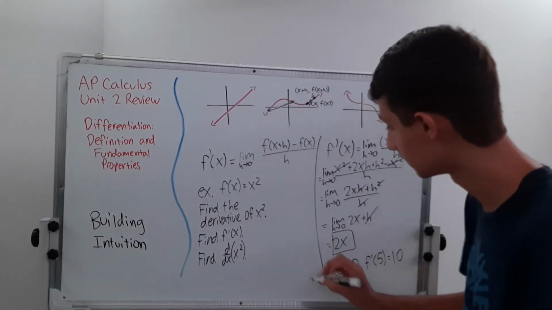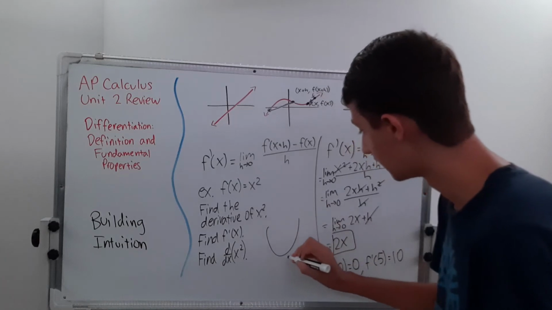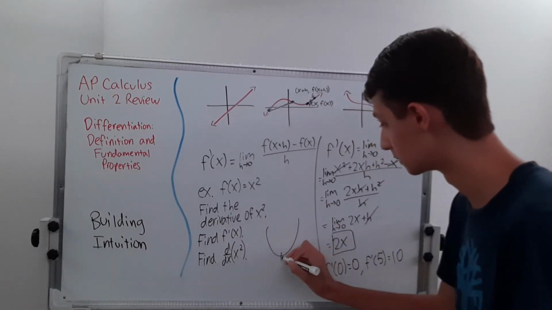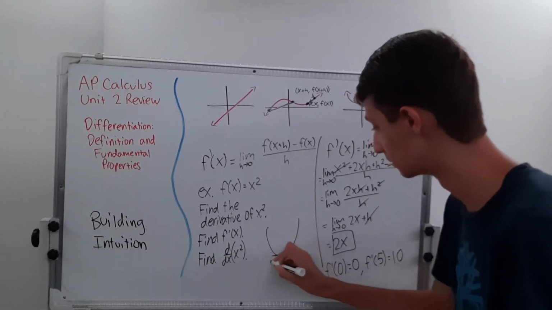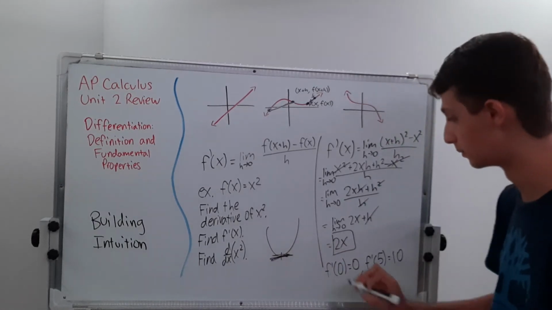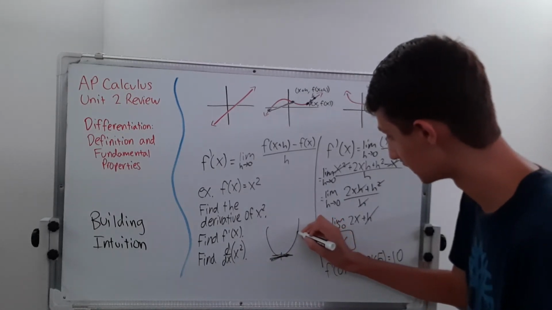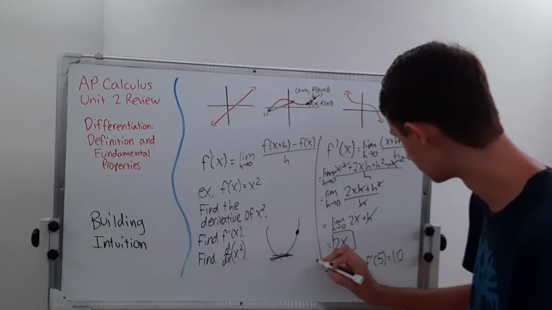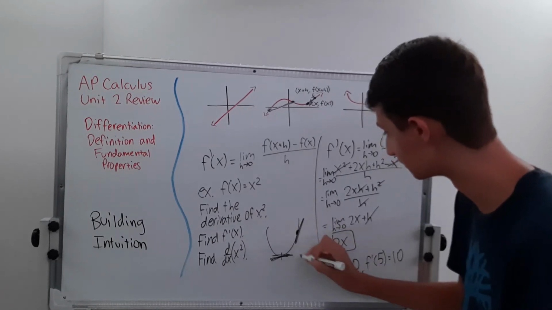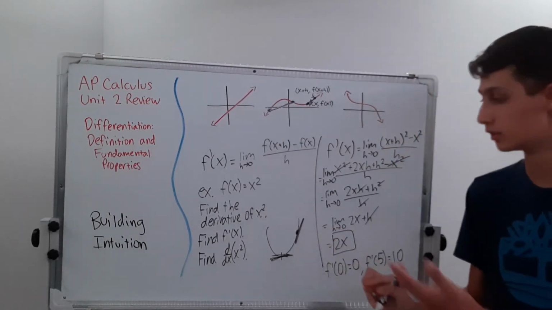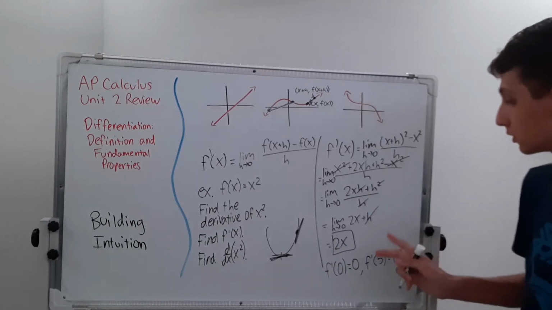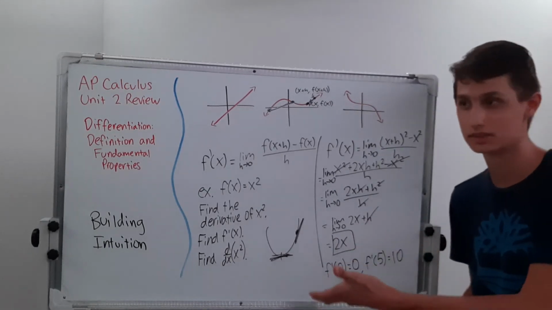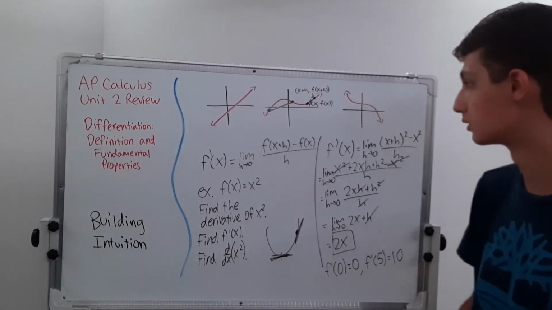Now let's make sure that makes sense. If we have a parabola here, at x equals 0, the tangent line is going to be basically 0. But at x equals 5, which might be up here, you have a pretty steep slope, and that's about 10, right? So this makes sense, this checks out. It's always good to make sure that your answers make sense, test a few points and all that kind of stuff.